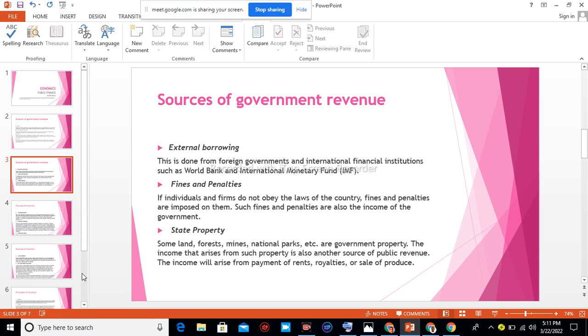Another very important source of government revenue is fines and penalties. If individuals and firms do not obey the laws of the country, they are fined and penalties are imposed on them. This is usually where a person is taken to court, and thereafter he'll pay fines.